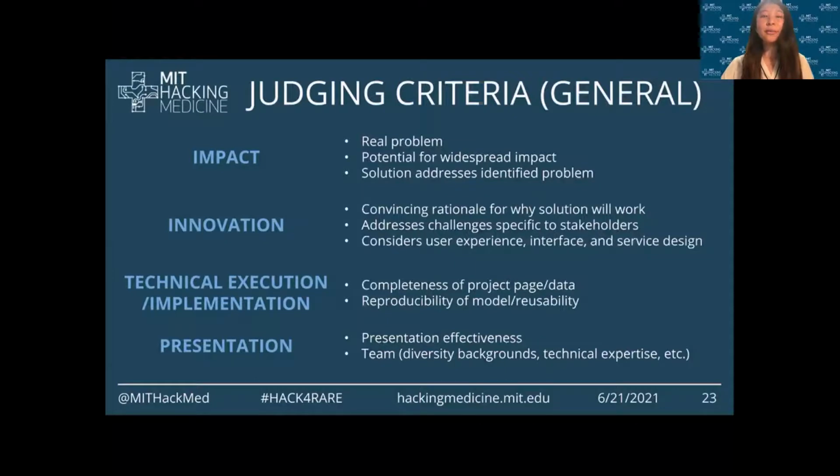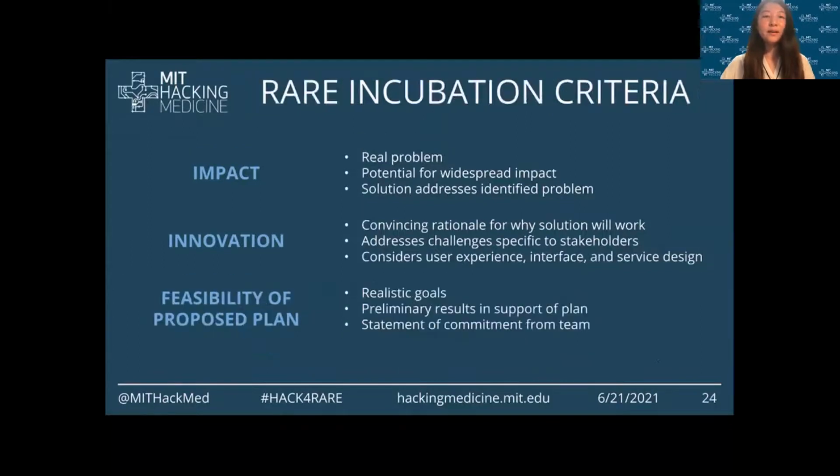We want to see that you have a complete project page with data and that your model is something that's reproducible and reusable. And finally, we want to see an effective presentation and a diverse team behind it. These are the judging criteria for the Rare Incubation prizes. You'll see that impact and innovation are the same.